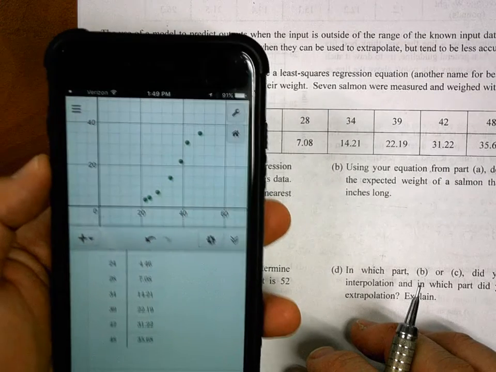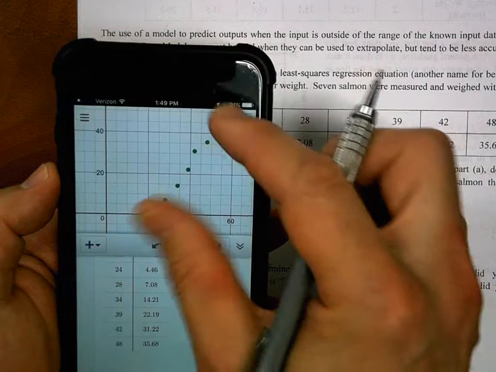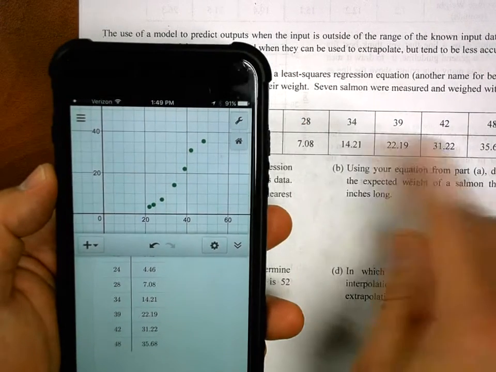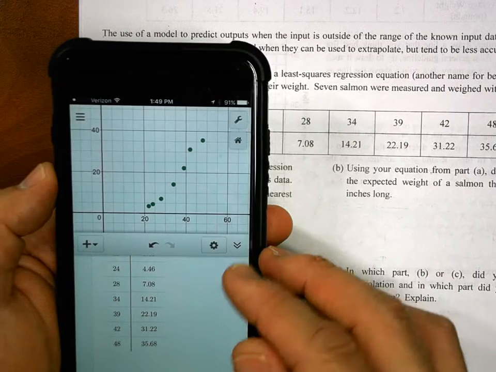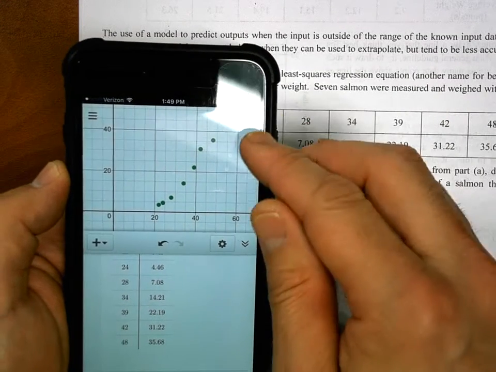Okay, and if we want to change our window, we could definitely just zoom in, zoom out. But sometimes the numbers are real big and you don't want to go that far. So let's just practice this. Push the wrench symbol up in the top.